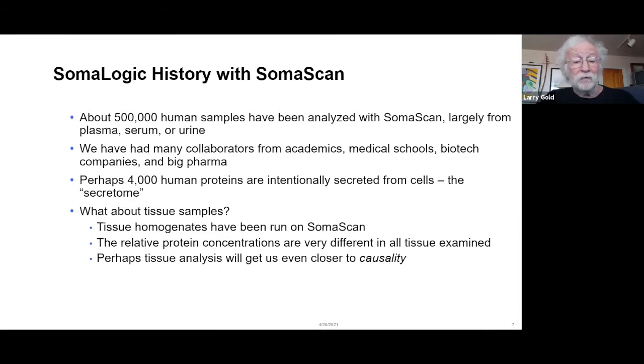That's called differentiation. And our belief is, and I'm going to show you that it's true, that if we did tissue analyses, sometimes we will get close to what's causing either a disease phenotype or something you care about. So that bottom thing is the reason I decided to focus not on the 500,000 samples that we've done at the top of this slide, but on the less than 1,000 samples that we've done from tissue homogenates. Next slide.